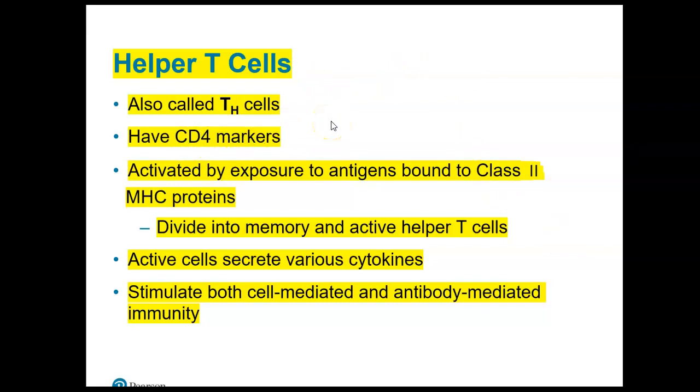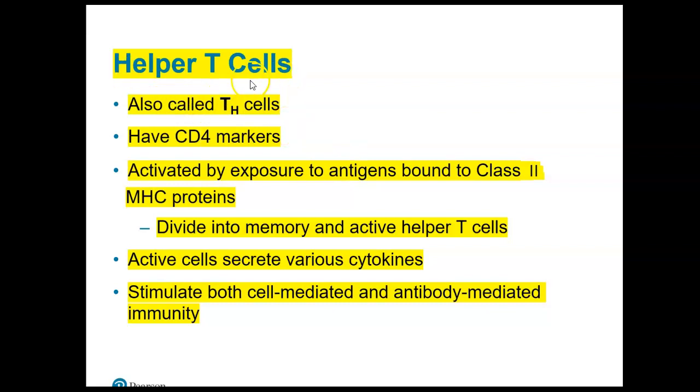Now, a helper T cell is a CD4 T cell, it has a CD4 marker. So it's only going to be activated by class 2 MHC proteins. Remember 18 and 24. The 24 means that class 2 and CD4, okay? So that means your CD4 T cells are only going to bind to antigens bound to class 2 MHC proteins. And that means that these are going to be the antigen presenting cells, either dendritic or macrophages that have presented an antigen on their surface.